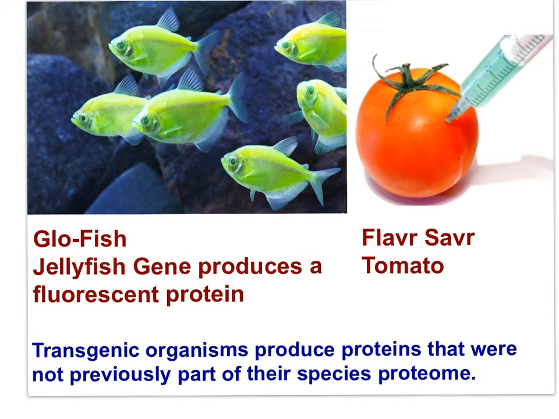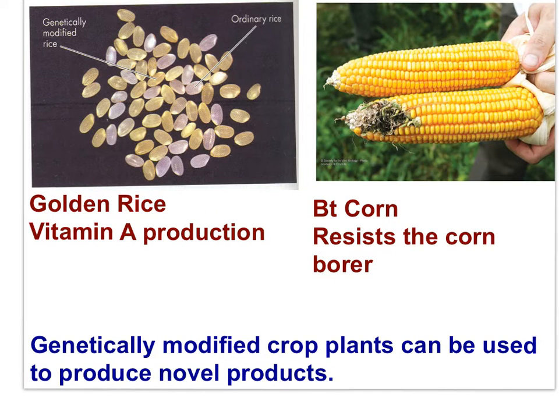Transgenic organisms produce proteins that were not previously part of their species' proteome. Golden rice, seen on the left, was genetically modified to produce vitamin A. BT corn on the right has a gene that produces a protein that is distasteful to the corn borer pest. The production of this novel protein in corn has increased yields. Genetically modified crop plants can be used to produce novel products.